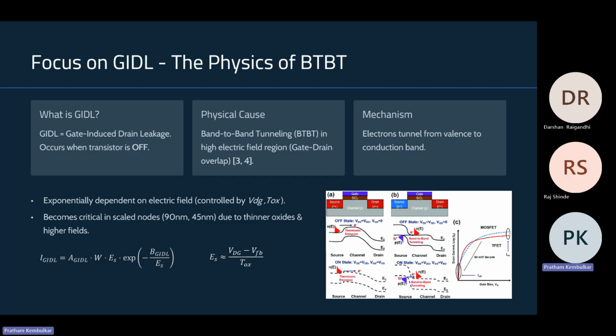GIDL or gate-induced drain leakage occurs when a transistor is in the off state but still allows current to flow between the drain and substrate due to band-to-band tunneling. This tunneling happens in the high electric field region near the gate-drain overlap, where electrons tunnel from the valence band of the substrate to the conduction band of the drain. The GIDL current depends exponentially on the electric field and therefore is heavily influenced by oxide thickness and the gate-to-drain voltage. As technology scales down and oxides become thinner, these electric fields intensify, making GIDL an increasingly critical issue in modern CMOS devices.